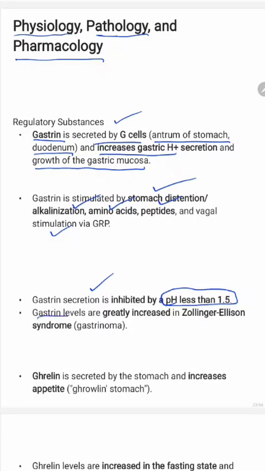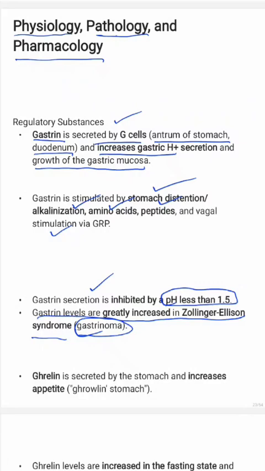Now, gastrin levels are greatly increased in Zollinger-Ellison syndrome, gastrinoma. Okay, gastrinoma is a gastrin secreting tumor in which there is increased gastrin, gastric mucosal hypertrophy and increased acidity in the stomach. So this is Zollinger-Ellison syndrome, and this tumor can be found in the pancreas.